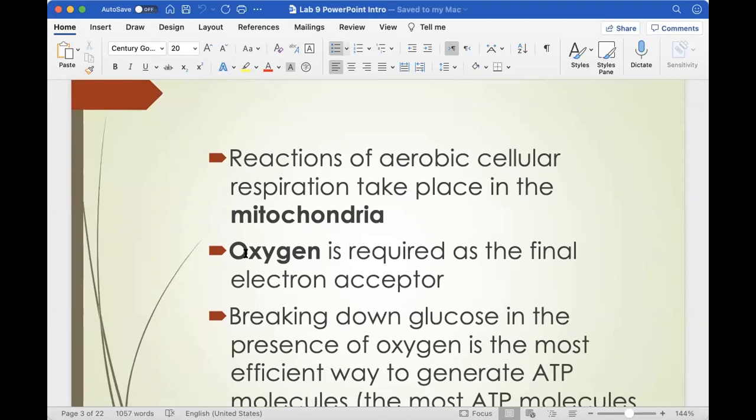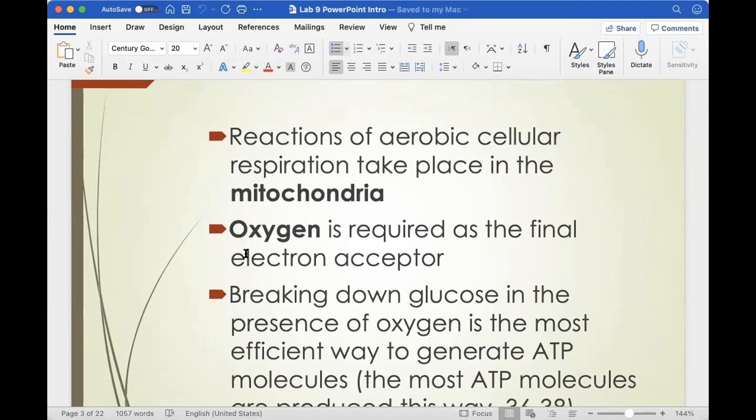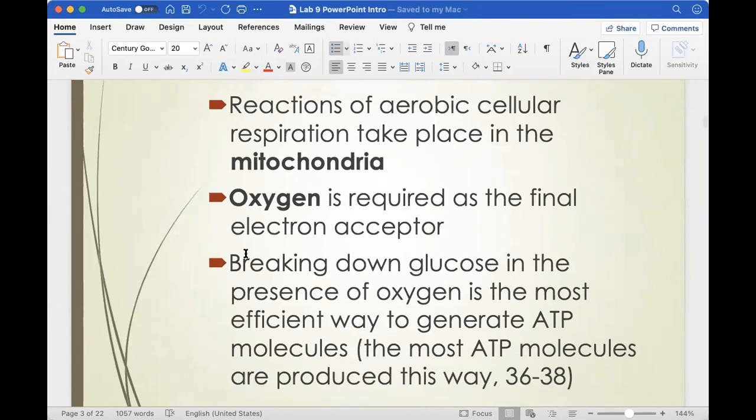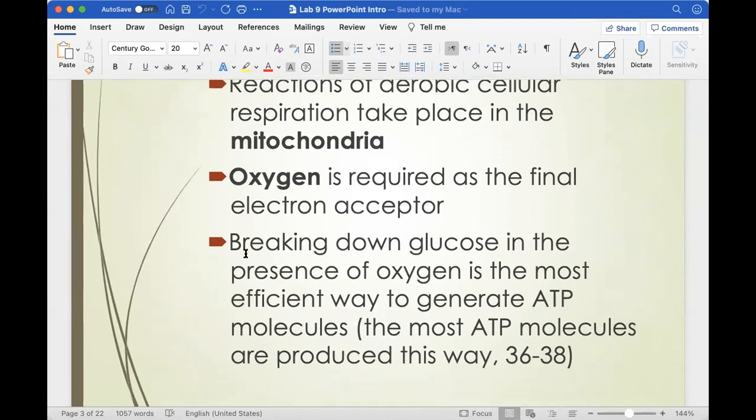Oxygen is always required for aerobic cellular respiration because it accepts electrons that have gone through that electron transport chain. The breaking down of glucose in the presence of oxygen is the most efficient way to generate ATP molecules. And the most ATP molecules are produced this way, about 36 to 38.